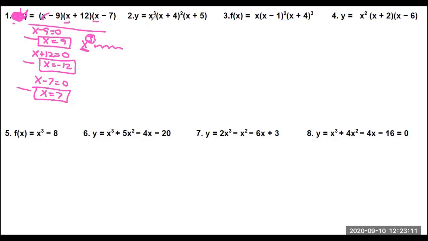Now, if you take a look at this one, how would I break this apart? Isabel? We're going to do the same kind of thing you just did, only we're going to break this apart. What would the zeros be?